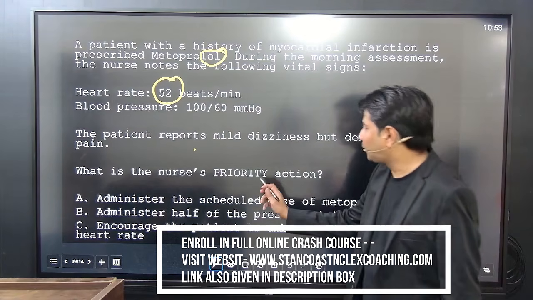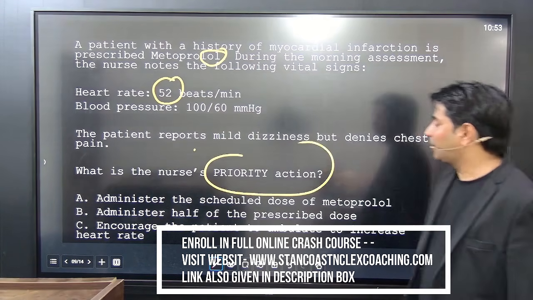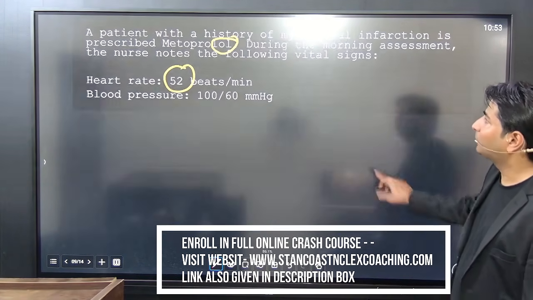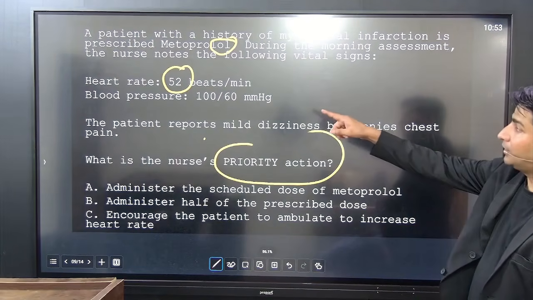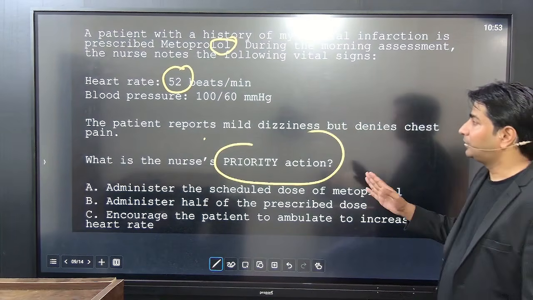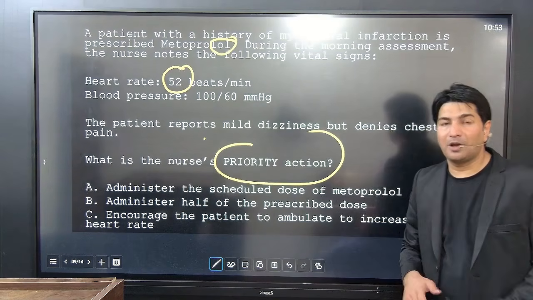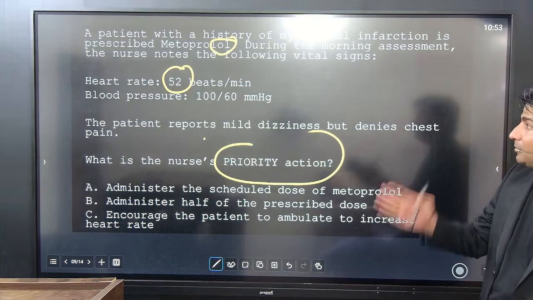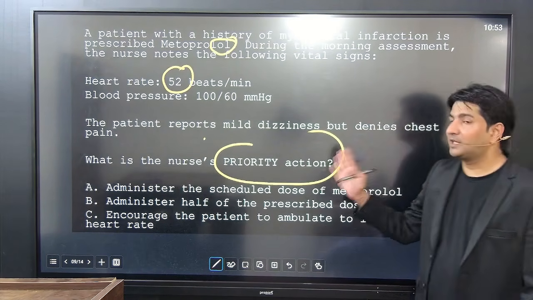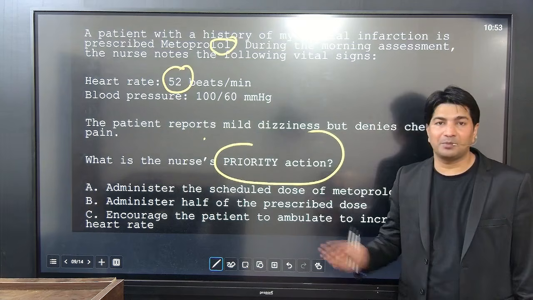What is the nurse's priority action? So what will you do for the patient? If the patient is prescribed metoprolol and their heart rate is low, what will you do? Always remember, whenever a patient is on a beta blocker, if the heart rate is below 60, you withhold the beta blocker because it will cause further bradycardia in the patient.